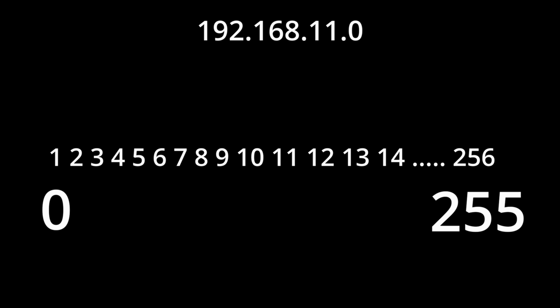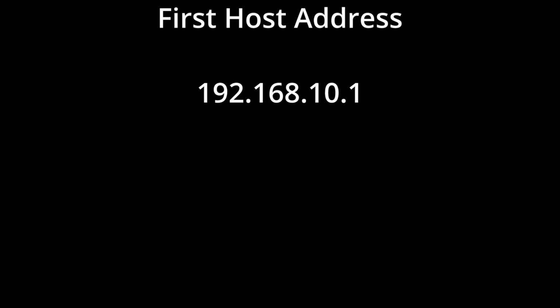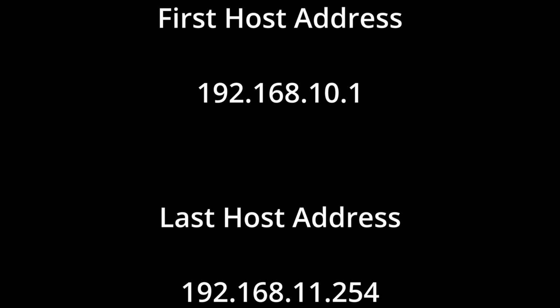So 192.168.11.0 and go 256 addresses from there to 255 again. Again, remembering 0 is a value. Our broadcast address would be 192.168.11.255. The first usable host address is +1 to network address, so 192.168.10.1, and the last address is -1 from the broadcast address, so 192.168.11.254.